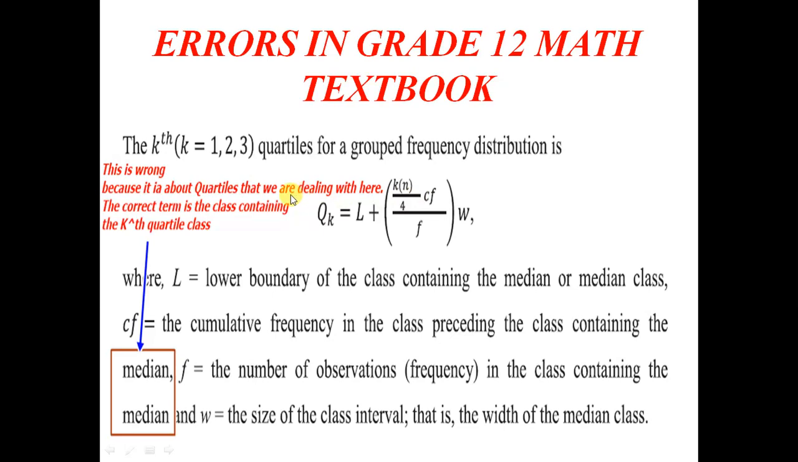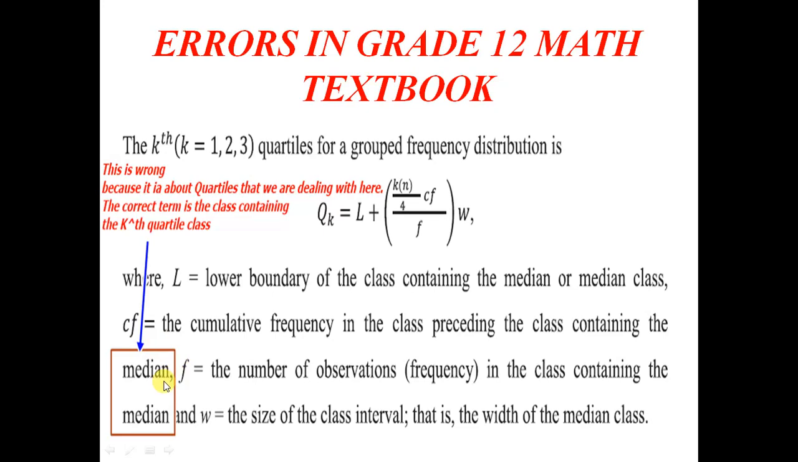As you know, there are three quartiles. Quartile is the value that divides a given data into 4 equal parts. That is what it says. And this is a formula for group data. There are different formulas for ungrouped and for group data. But here for group data, here is the error, the mistake, the fault.